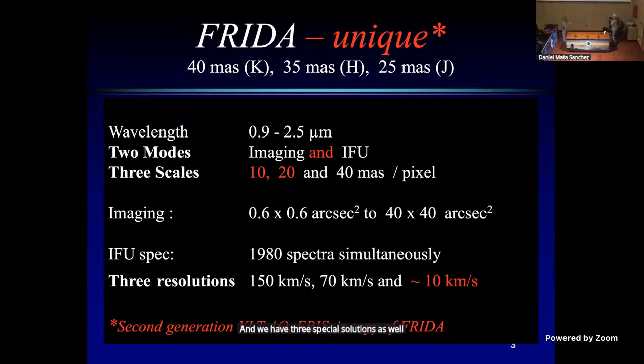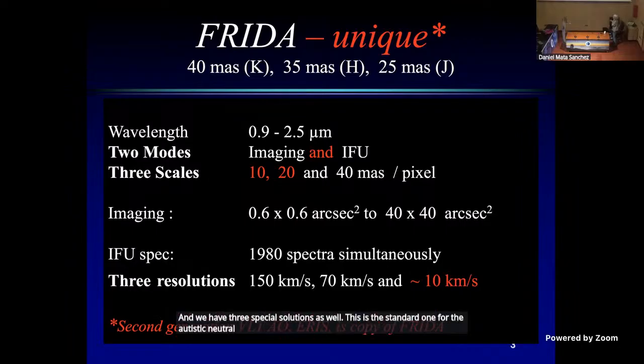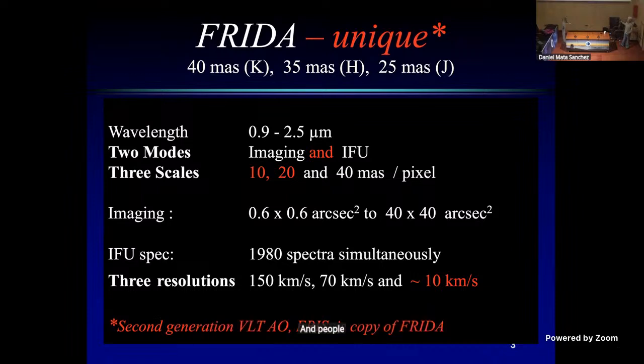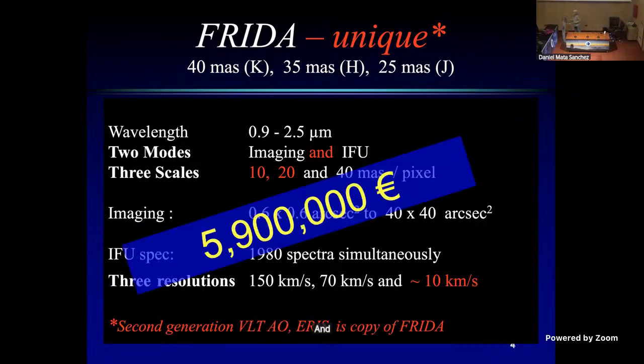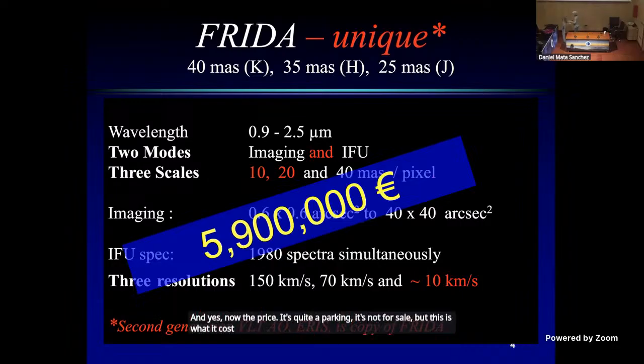This is the standard one for adaptive optics and integral unit. This one, 1500, will allow us to cover the whole spectral range from 1 to 2 microns. This is unique for an adaptive optics instrument, and people in stellar astrophysics will enormously benefit. Unique in adaptive optics with an IFU. And yes, now the price is quite a bargain. It's not for sale, but this is what it costs, including the detector.